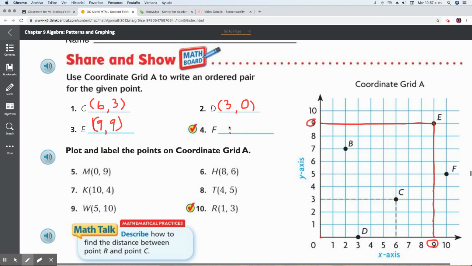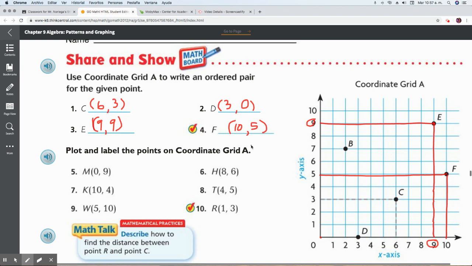Okay, letter F. Don't forget your parentheses. Letter F. How many steps did we walk going to the right? So letter F again, you can draw a line segment. So 10 would be the first number. And to find the second number, we do the same thing. We draw a line segment, and that would be 5.